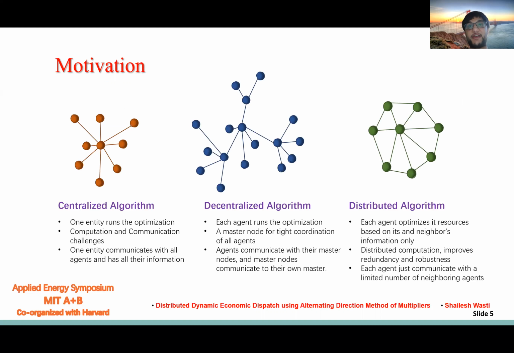Before I dive into the economic dispatch problem in particular, here is an overview of the architecture of different algorithms: centralized, decentralized, and distributed. In a centralized one, a central entity collects all the required data and runs the optimization. In decentralized, each agent does its own optimization, but it needs a coordinator, often called a master node, that tightly coordinates with all the agents of the market in order to clear it. In distributed, a master node is no longer needed. Each agent optimizes its resource based on its own and its directly connected neighbors' information. So the computation is now divided among agents, and so is the communication.